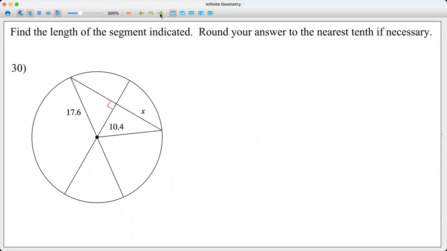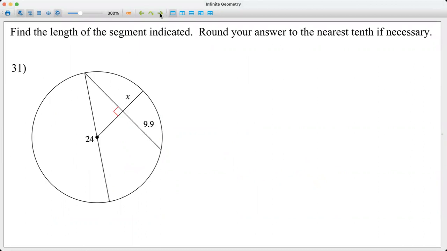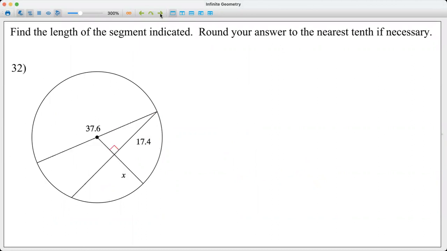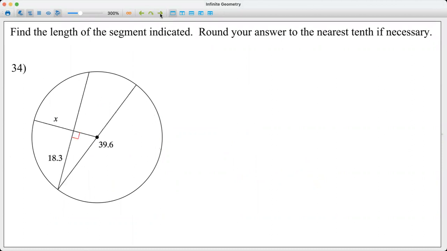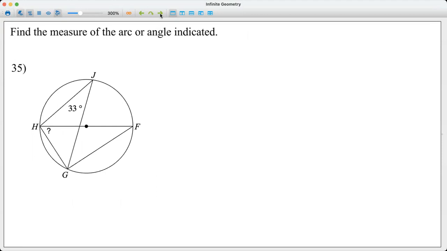Let's see what else we got. I was looking for a specific one, and I'm not seeing it. These are all radius ones. I thought there was a really easy one. There's no Pythagorean theorem in that previous one. This is also a Pythagorean theorem one.